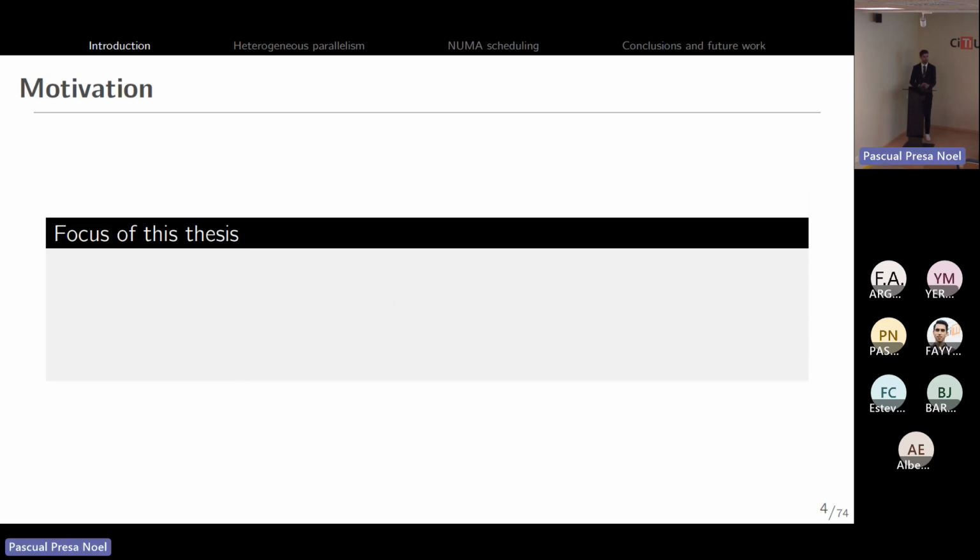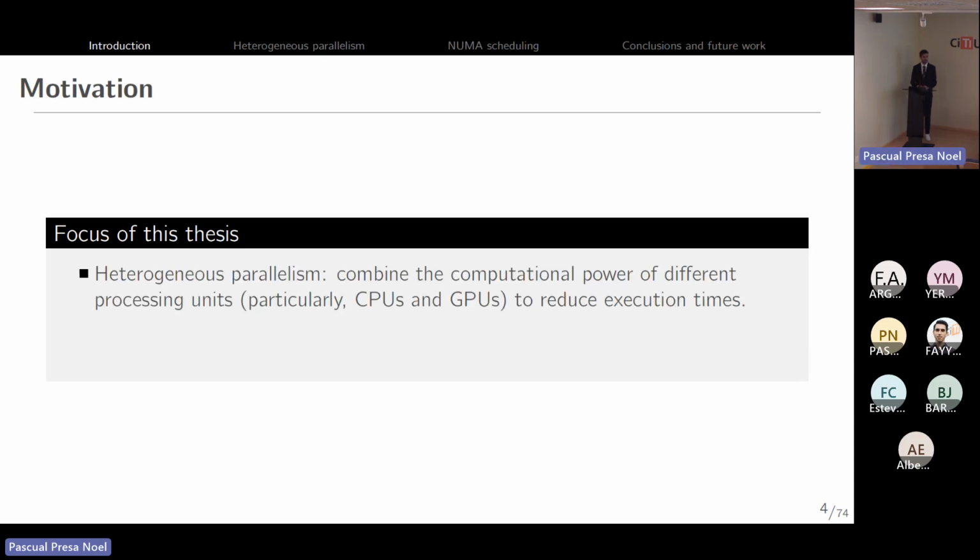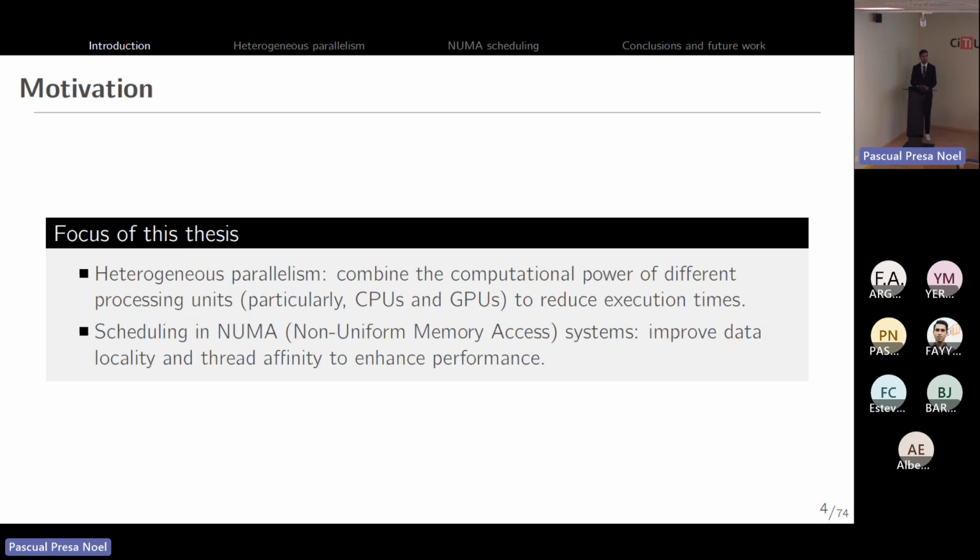In this thesis, we will put our focus on two topics. The first one is heterogeneous parallelism. We wanted to combine the computational power of several devices, in particular CPUs and GPUs, to reduce execution times as much as we can. And on the other hand, we worked on scheduling in NUMA systems, and we wanted to improve data and thread affinity to increase the performance of these systems.